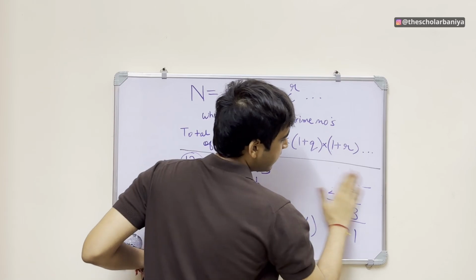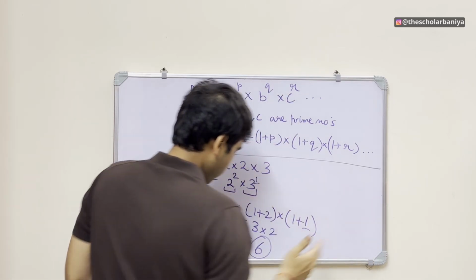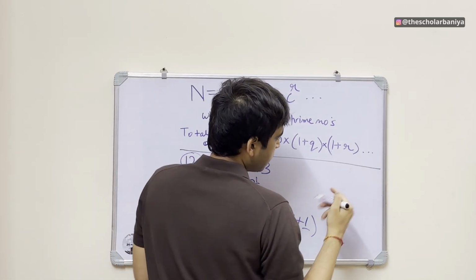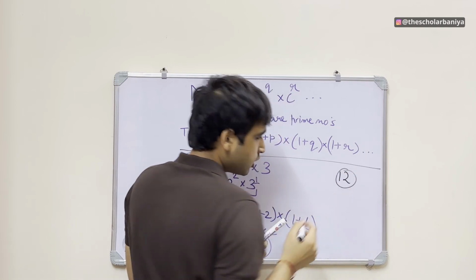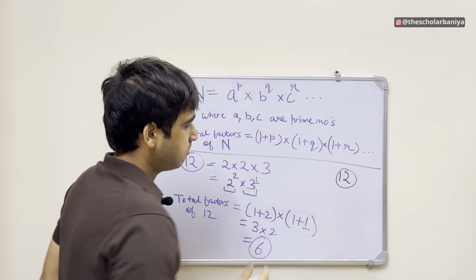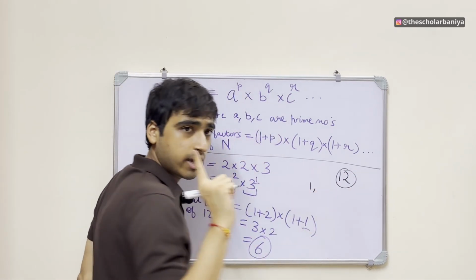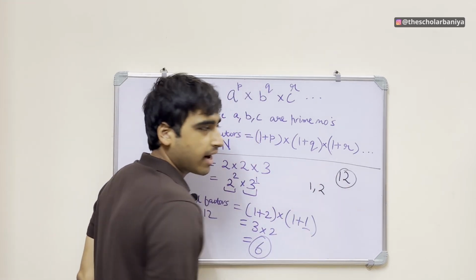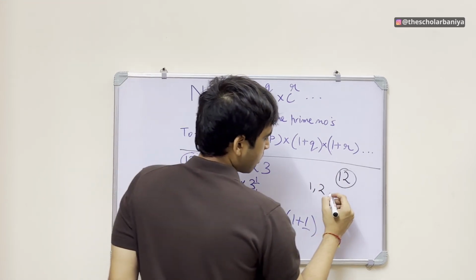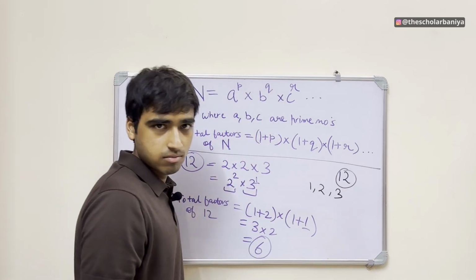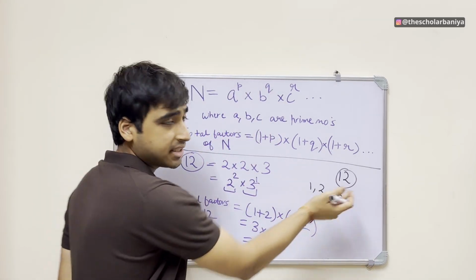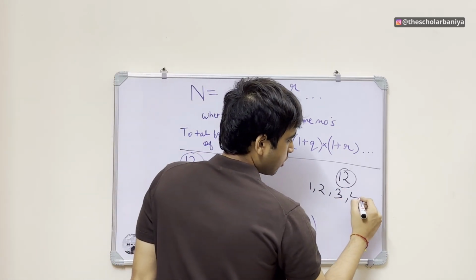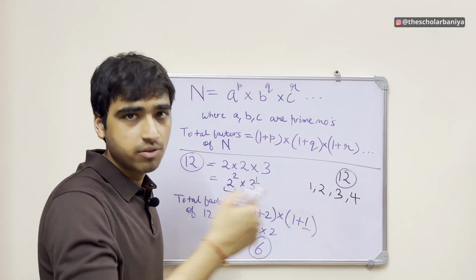Now for example, let's talk about 12. What are the factors of 12? 1 is always a factor. 2 is a factor. 3 is a factor, 3 4s are 12, 2 6s are 12. 4 is a factor, 4 3s are 12, right?